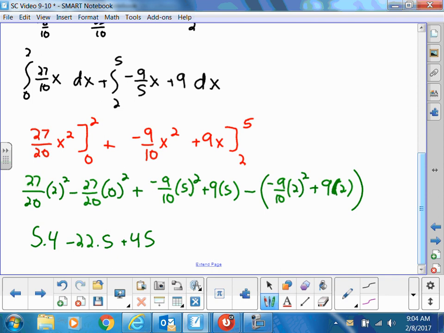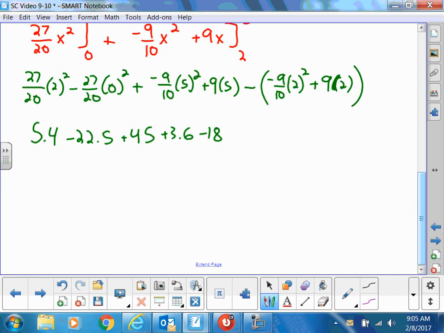Divided by 10 is -3.6, but then we're negating it with the minus out front, so plus 3.6. And then we'll have 18, but it's being negated, so we'll have -18. And then when we bring that all together in the end, we will have 13.5 for the area of our triangle.